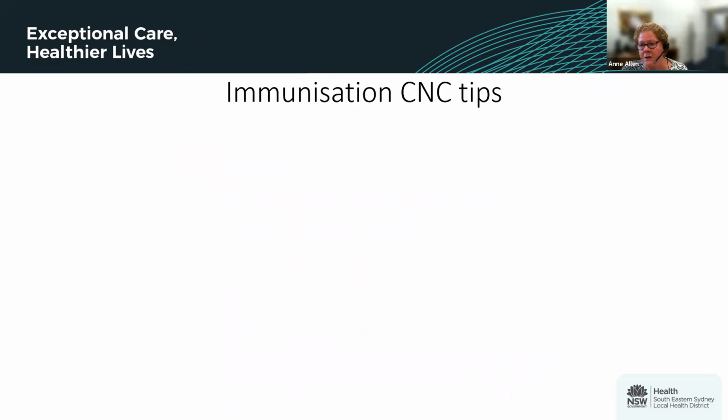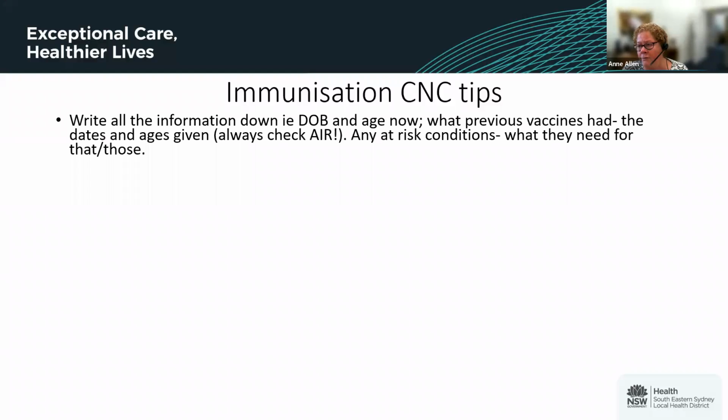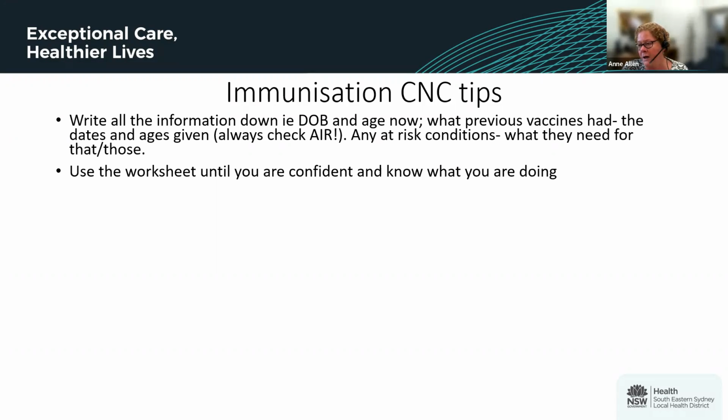So these are just my tips for a catch-up. This is just what I've learnt over time. You write all the information down. So you write their date of birth and their age now, what previous vaccines they've had, the dates and the ages. Always check on AIR before you do a catch-up. If they're on AIR, you must check it. And any at-risk conditions, what they need for those. Use the worksheet until you are confident and know what you're doing.